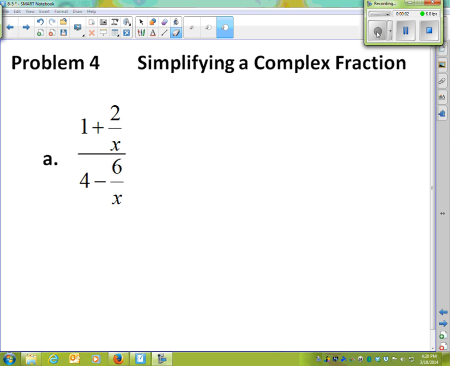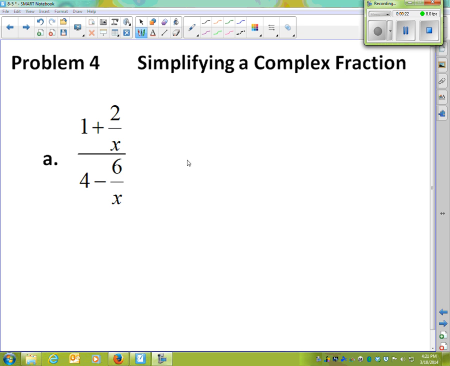This is lesson 8.5, part 3, simplifying a complex fraction. A complex fraction is where you've got a fraction in the numerator and a fraction in the denominator. We're going to work it similar to how we did when we added and subtracted rational expressions.